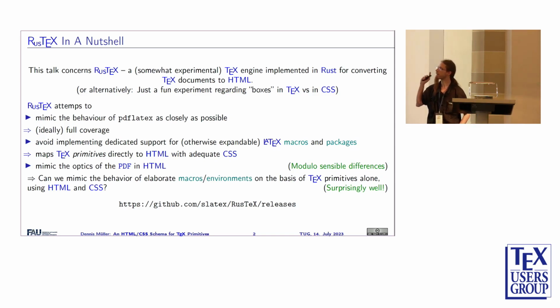Ideally, that means that given any arbitrary TeX file which actually compiles without errors in PDF LaTeX, it should also compile with RusTeX. And ideally, the resulting HTML should look reasonably similar to what you would expect from what the PDF looks like. So in that sense, you can see the whole thing as kind of an experiment. Is that even possible, given the very different box models that TeX and HTML CSS use? Spoiler alert, the answer is surprisingly well, of course, with a couple of caveats.